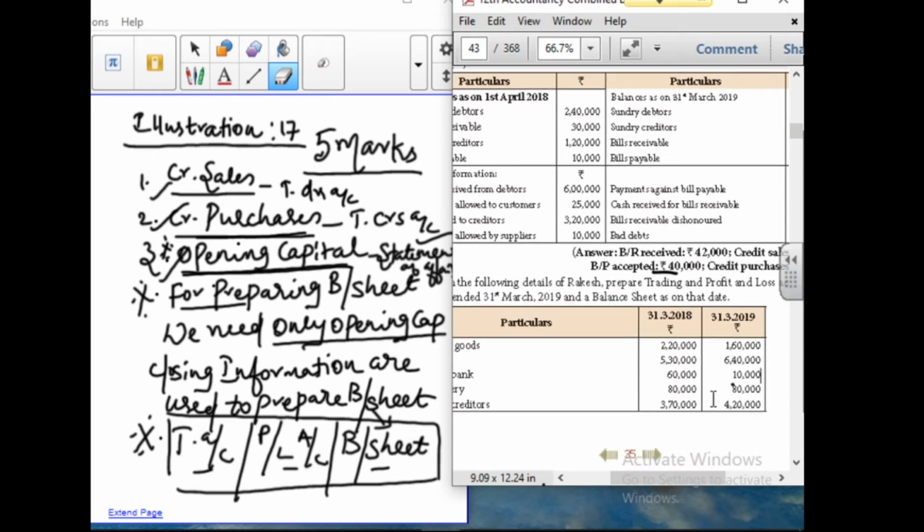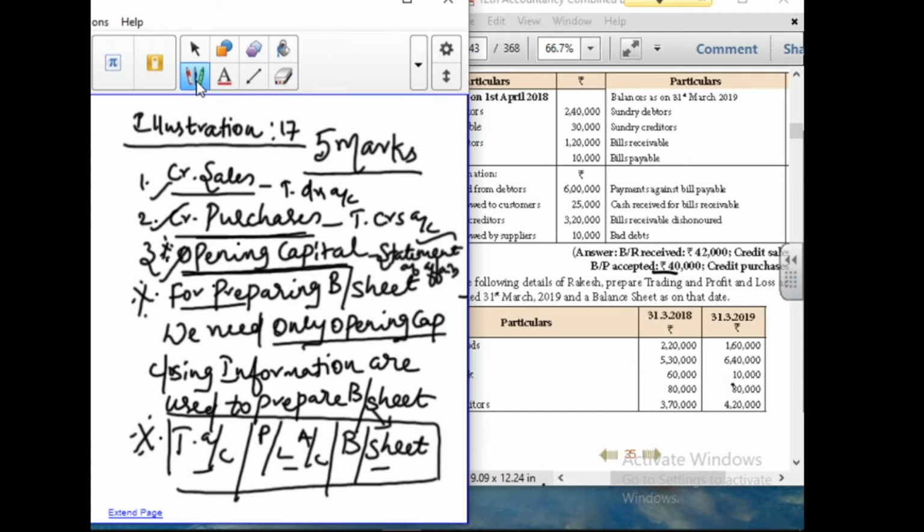From the following details of Rakesh, prepare trading and profit and loss account and balance sheet for the year ended 31st March. So two dates are given, 31/3/2018 and 31/3/2019. 31/3/2018, don't get confused. It is nothing but 1/4/2018. This is a hidden information. Just to confuse you, they have given the date. Don't think that since it is 31/3, it is a closing balance.